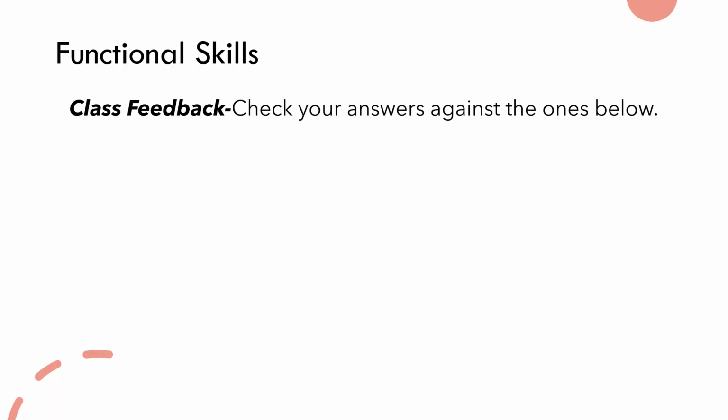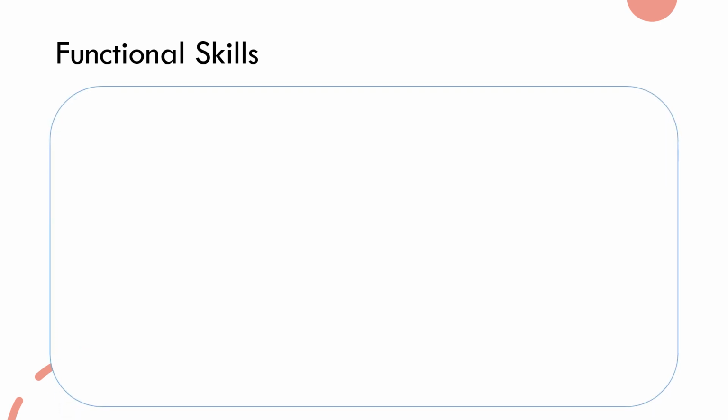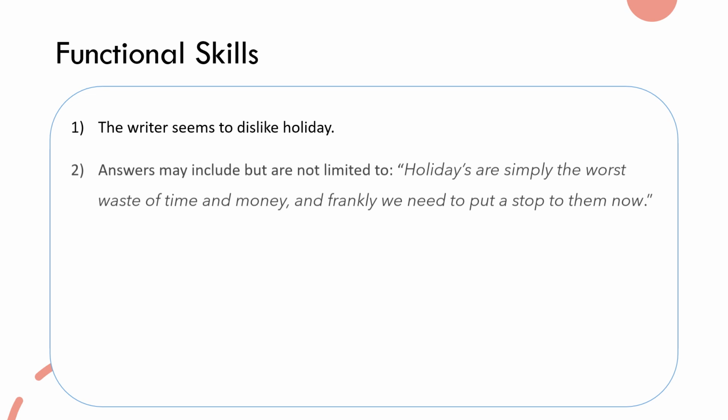Class feedback. Check your answers against the ones below. So the first question was asking us, what did the writer think about holidays? What was his viewpoint? So the obvious response there would be, the writer seems to dislike holidays. And we got that really from the overall tone and sense that we got from the actual extract. Now what you need to do for the second question is to build on this idea and to find a piece of evidence or a quotation that supports that idea.